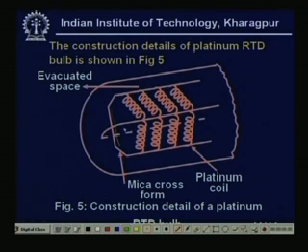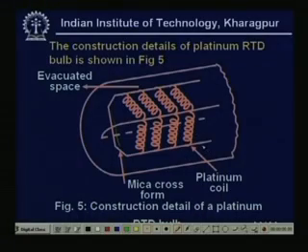This is another problem with the mica crossing. It also limits the high temperature limit, and it is hardly used above 650 degrees centigrade. And this is the platinum coil, this is the evacuated space, and the whole thing is put in stainless steel, so that it can prevent any outside environment from reacting with it. Even though an RTD is quite inert, in case we are using other types, such as nickel, copper or tungsten, it should be protected from the environment and should not react with it.